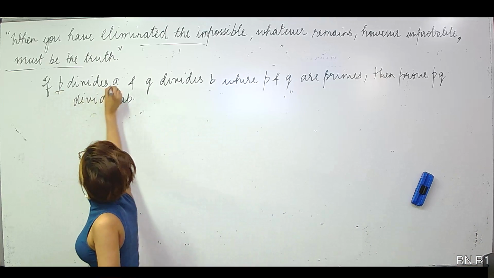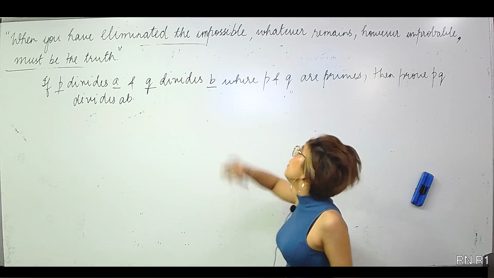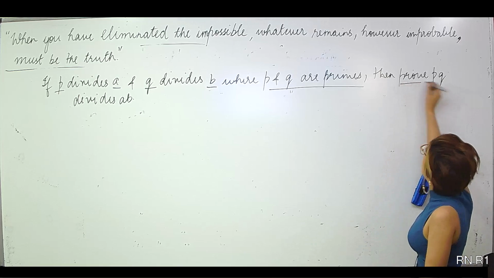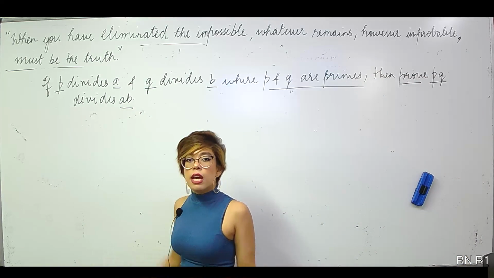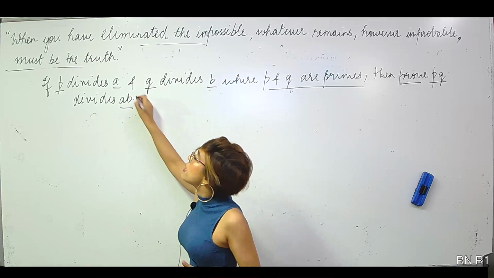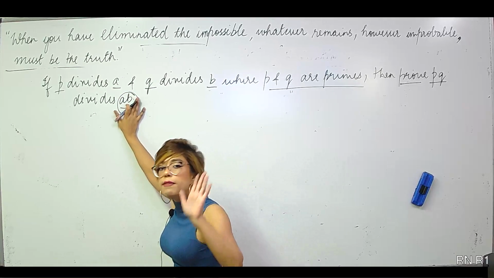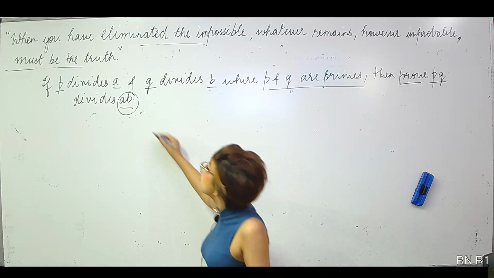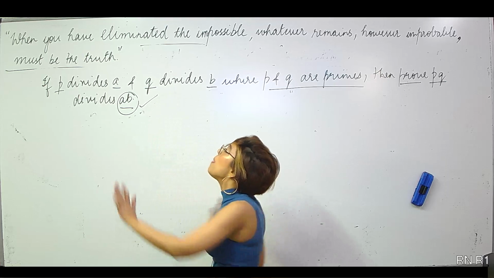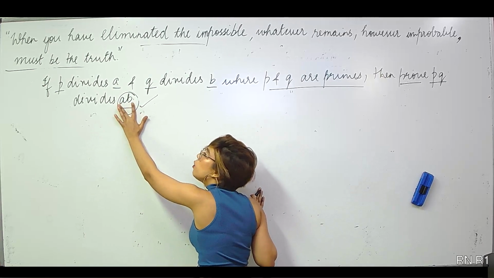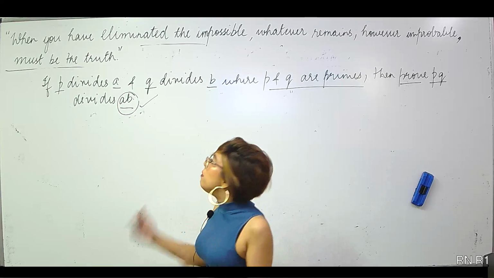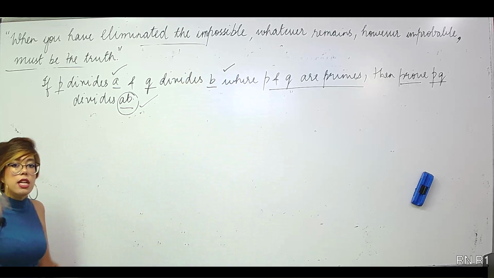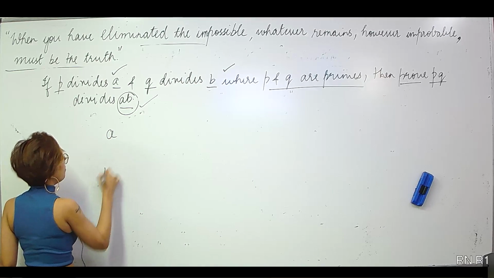Now he says P divides A and Q divides B, where obviously P and Q are prime, because you usually talk about the prime factorization. Then prove PQ divides AB. Now I need to talk about the divisibility of AB. Whenever divisibility comes into the picture, I will be interested in the prime factorization. I want the prime factorization of AB. Now it consists of two numbers, A and B. So I will talk about the prime factorization of A and the prime factorization of B respectively.